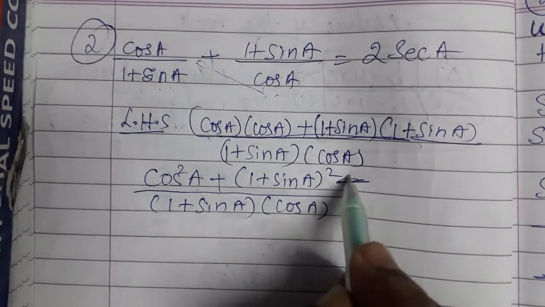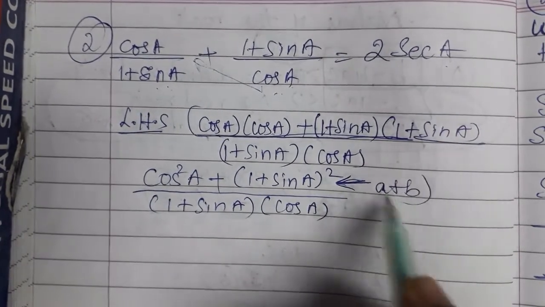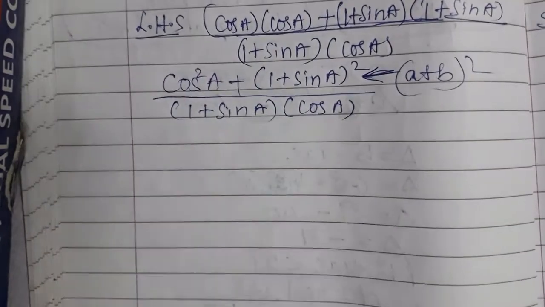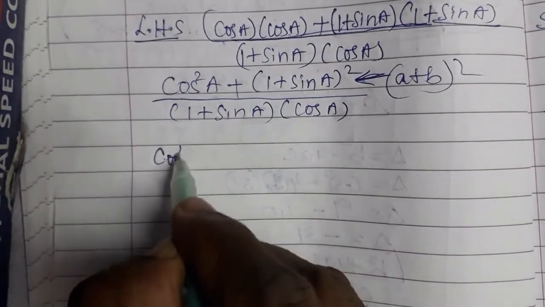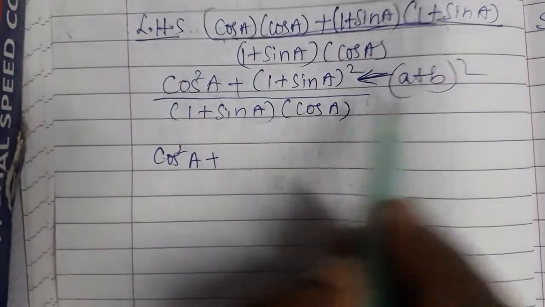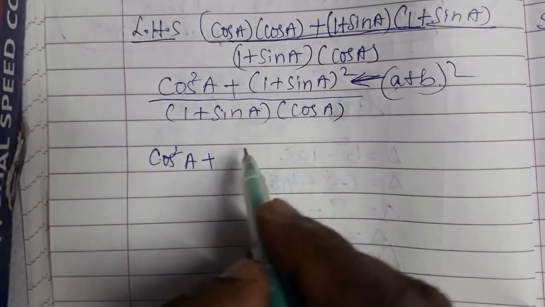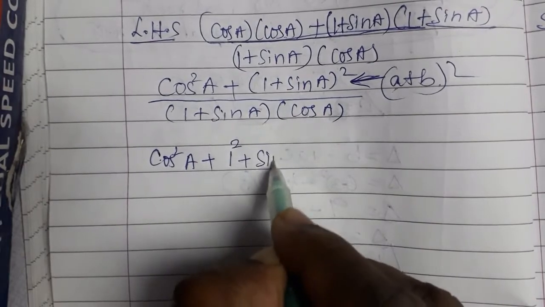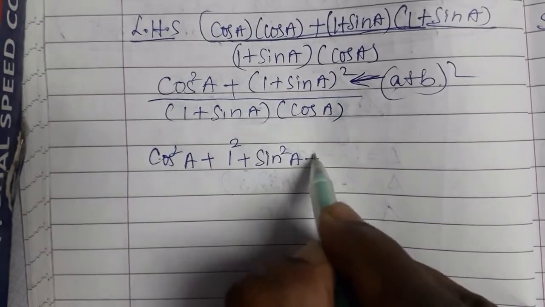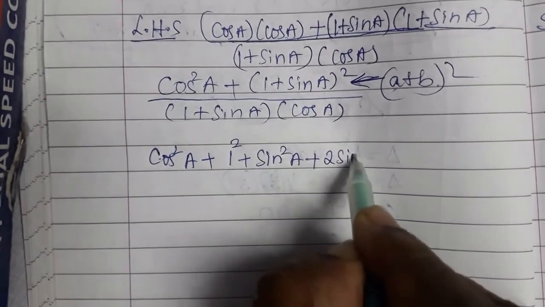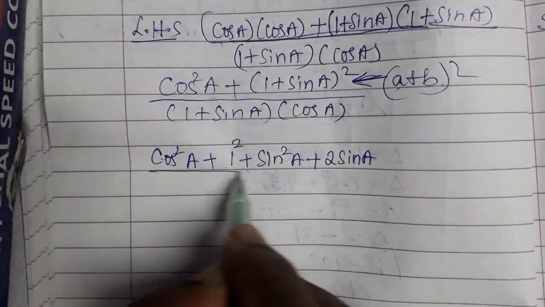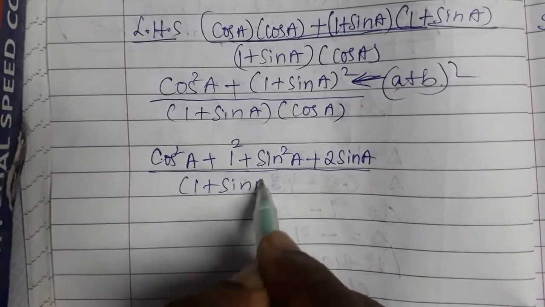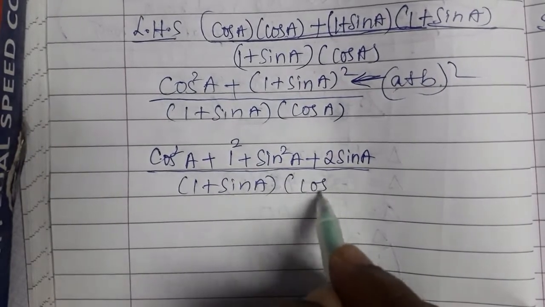Now here you can notice I'll definitely use a plus b the whole square. When I use a plus b the whole square, it will become a square plus b square plus 2ab. So therefore 1 square plus sin square a plus 2 sin a divided by, don't change the denominator, 1 plus sin a into cos a.